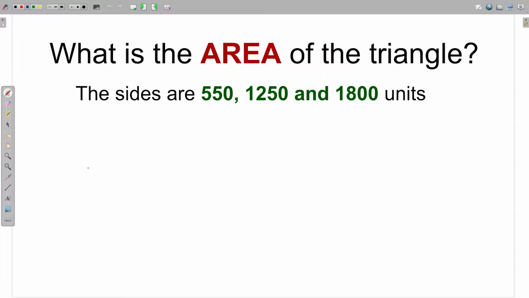Today we have this interesting problem of finding the area of a triangle of which three sides have been given. You can pause this video if you want to try to solve it.